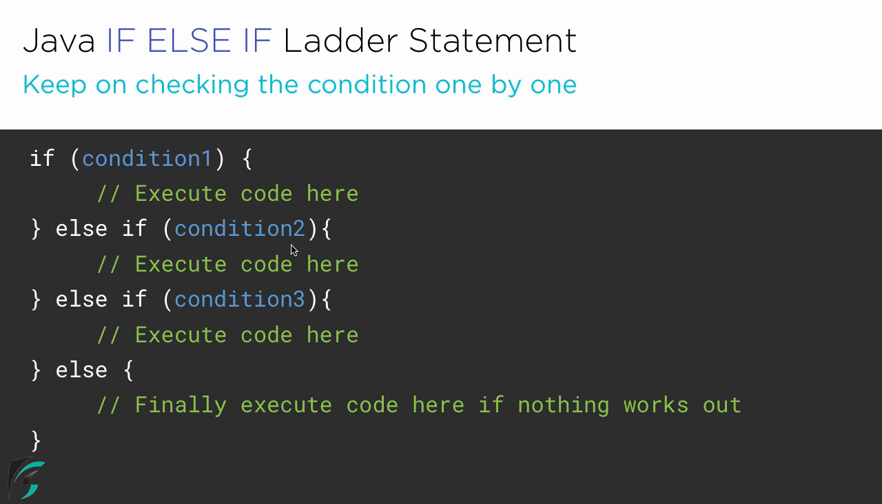And now if condition 2 again becomes false, then the control falls into this else if condition 3. And the same thing happens here as well. If condition 3 is true, then the code will be executed here and the control will fall out of the ladder. But if condition 3 is again false, then finally the code within the else part will be executed. Here I have written as a comment, finally execute the code here if nothing works out. As simple as that. So we can summarize this if-else-if ladder by saying keep on checking the conditions one by one till you reach the end. Fine.